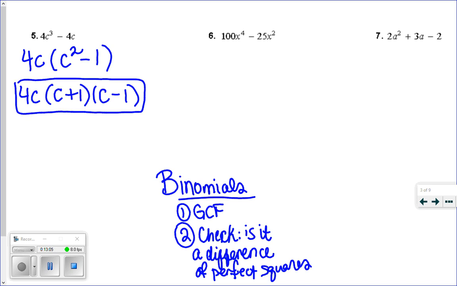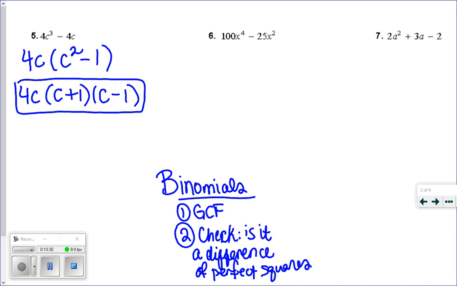Okay, let's take a look at number 6. So number 6 says 100x to the 4th minus 25x squared. Now this looks like, you're like, oh, yeah, I know that's a perfect square. I got a difference of squares, it's subtraction, it's got perfect squares in there. You're not wrong, but that doesn't mean you don't have to pull a GCF. Okay, so you still have to pull the GCF or it's not fully factored. So let's go ahead and pull that.